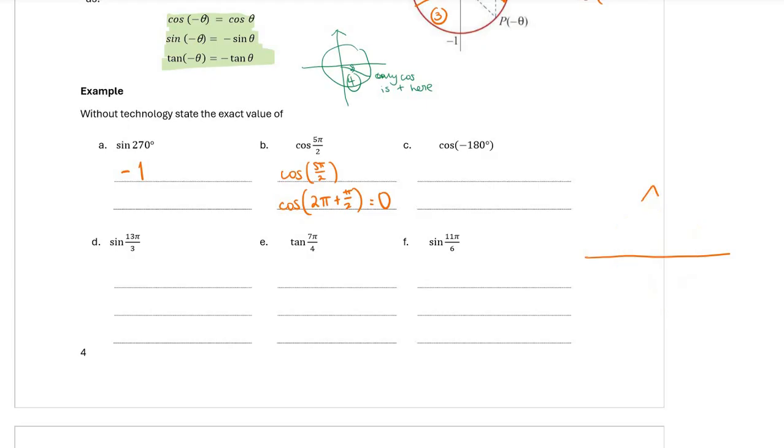Now, cosine of -180 is starting from here and working this way. I'm going to end up on the opposite end, and I can see that that is -1.